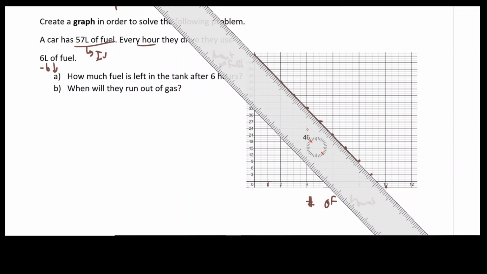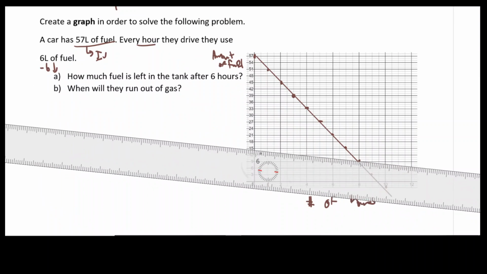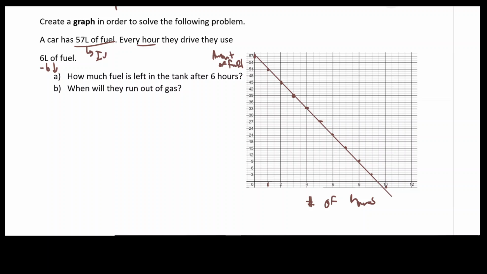All right. There we go. Missed my last stop. So how much fuel is left in the tank after 6 hours? Now we're actually going to use this to answer the question. So I'm going to look at 6 hours and see that there is, that one's 21 liters in the tank.